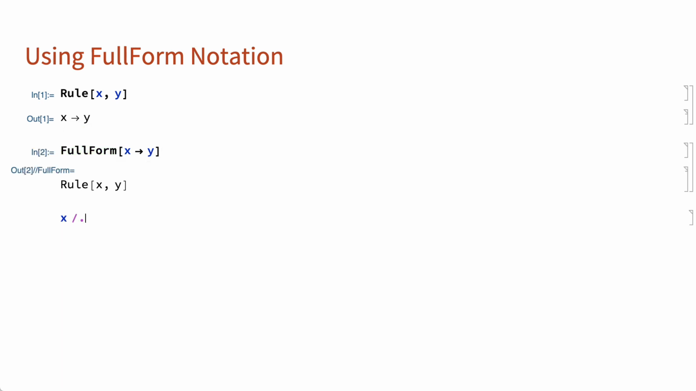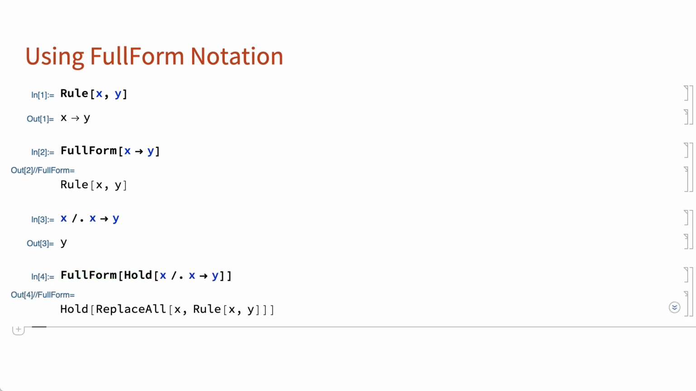The /. operator is a special notation for the replace all function, which is used for applying replacement rules. In an example like this, where the operator occurs in the input but not in the output, it can be useful to see the full form of the input before it is evaluated, which can be done by enclosing the input in hold before applying FullForm. For example, this shows FullForm applied to the input enclosed in hold, which displays the replace all function, which is the function represented by the /. operator, and the rule function, which is the function that is represented by the right-pointing arrow.